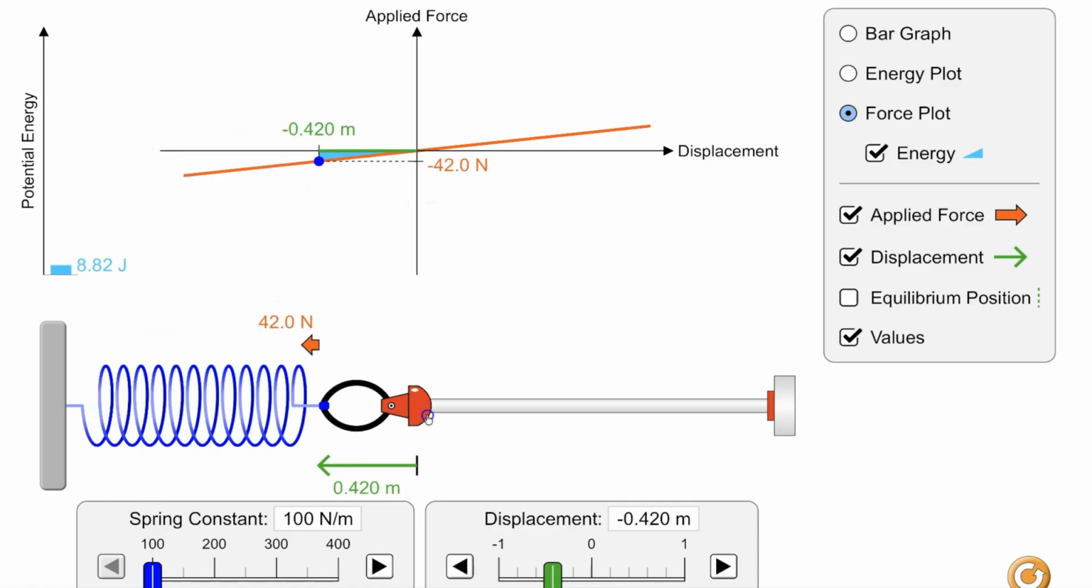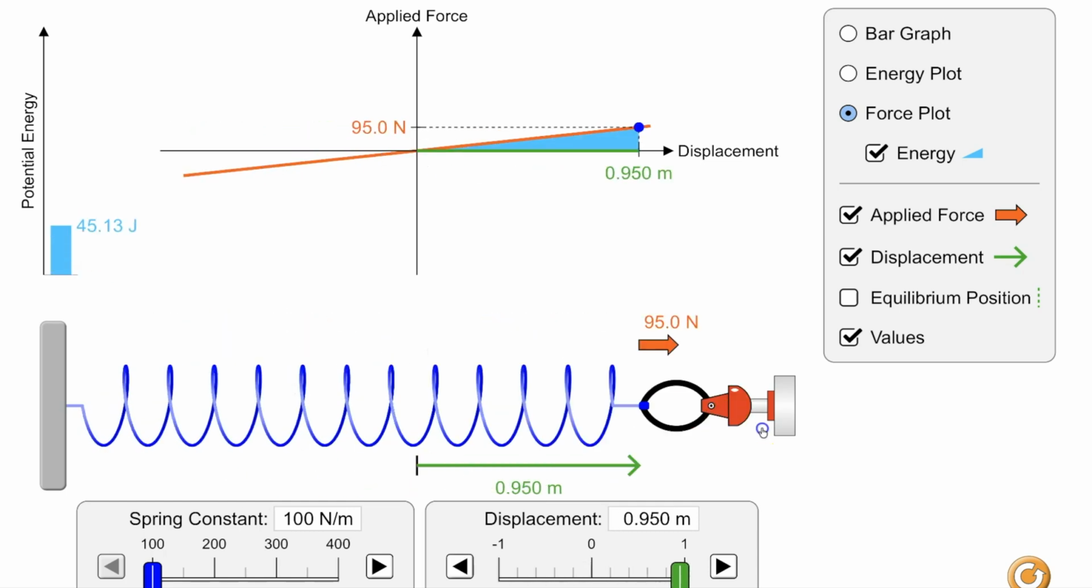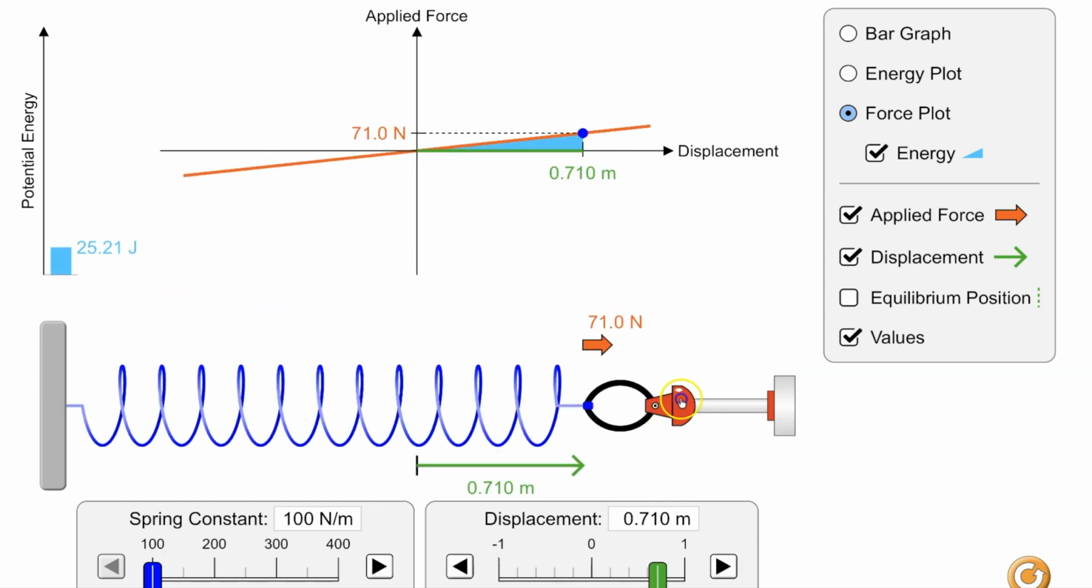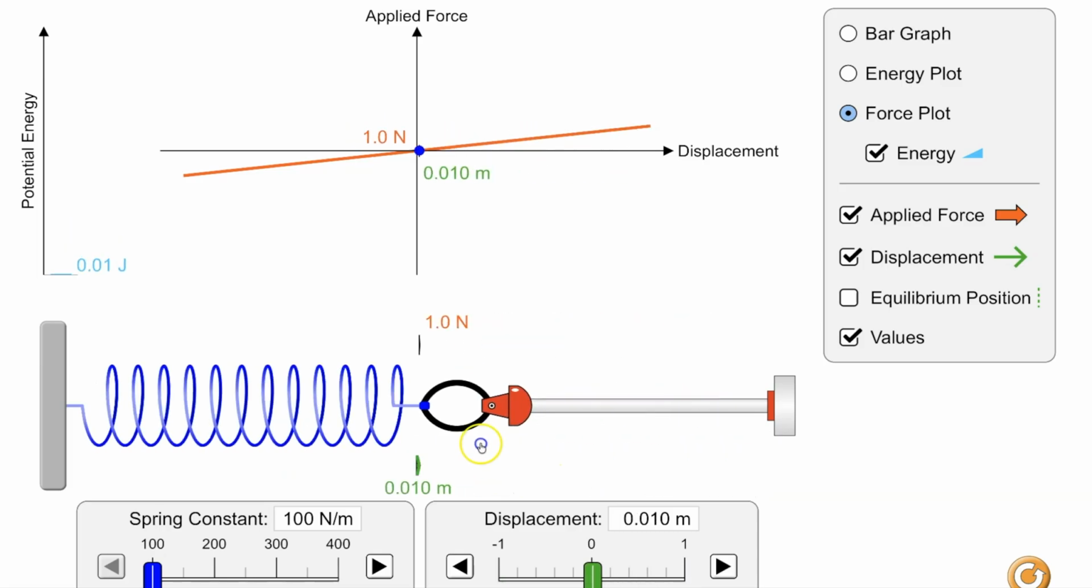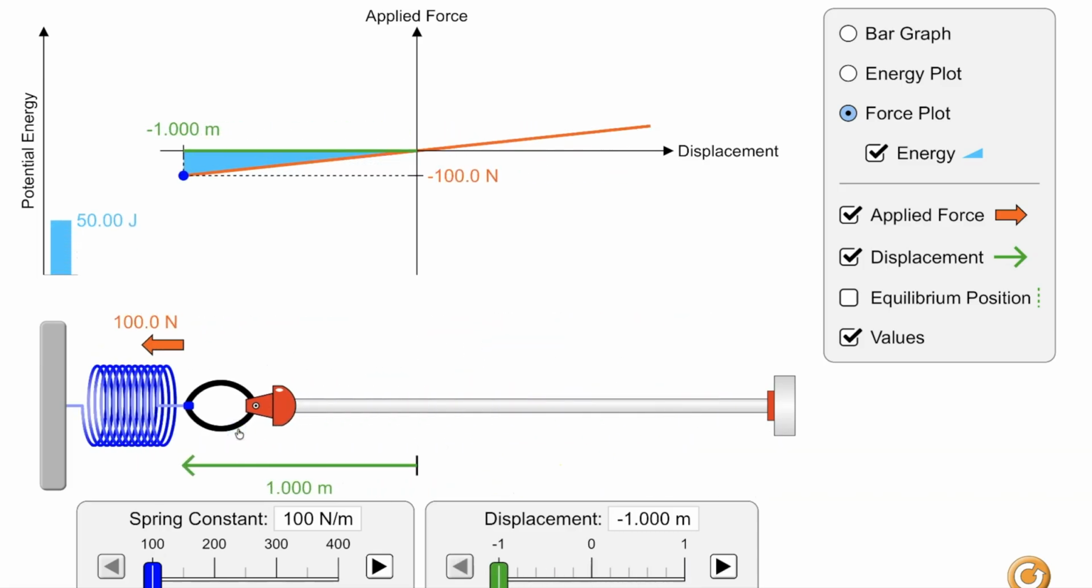Still positive energy. Above or below, we end up with a positive energy, and that energy equals the area of the triangle that they are nicely shading for us. There you go. Remember Hooke's law.